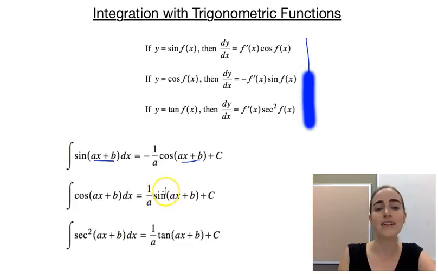So as well as integrating back, so from cos to sine, we also have to divide by the derivative of that function inside the brackets. So let's have a look at some examples.